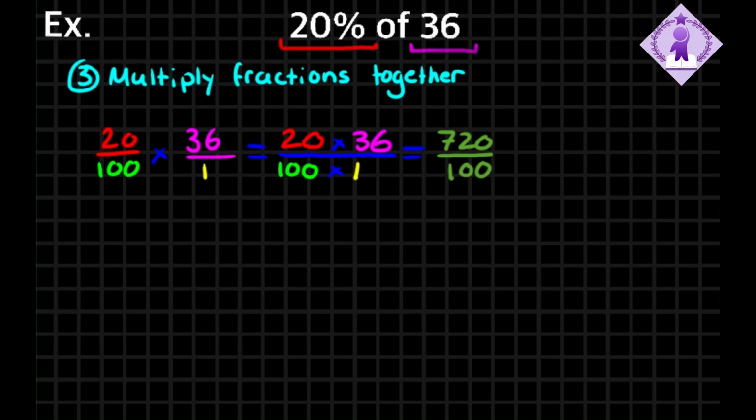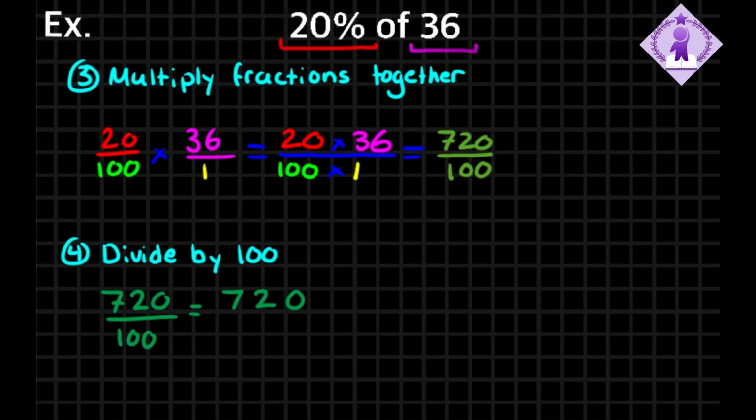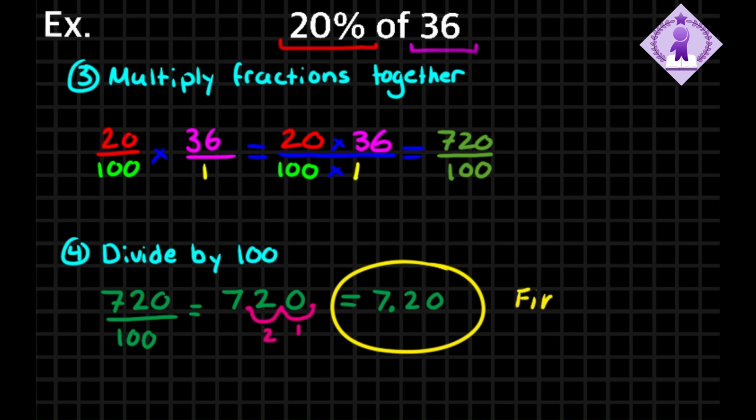Note, you should always have 100 as your denominator. Now for our final step, we need to divide the fraction by 100. To do this, we simply move the decimal point of the numerator to the left by 2 places. So for 20% of 36, we have the final answer of 7.20.